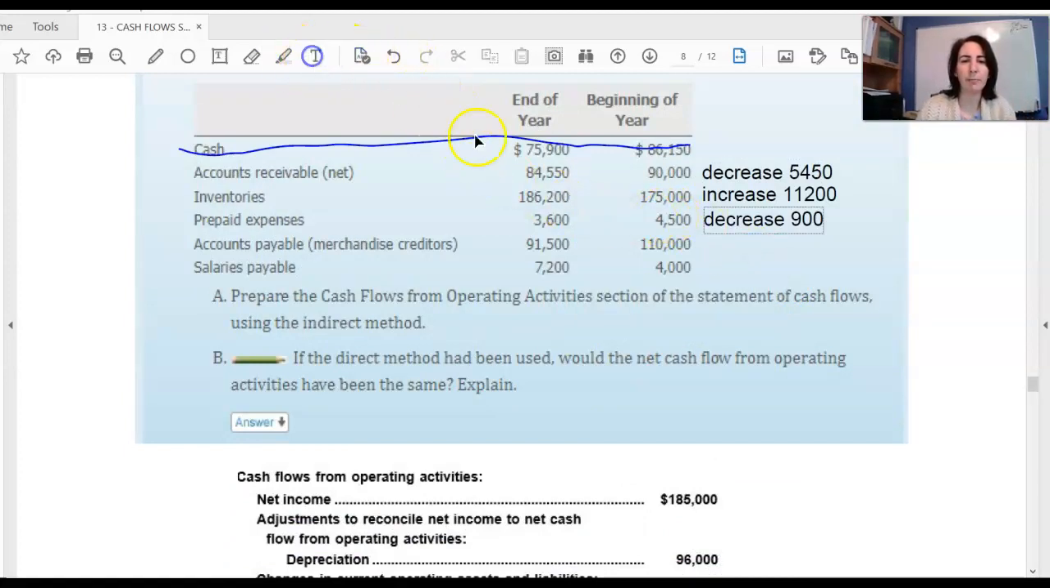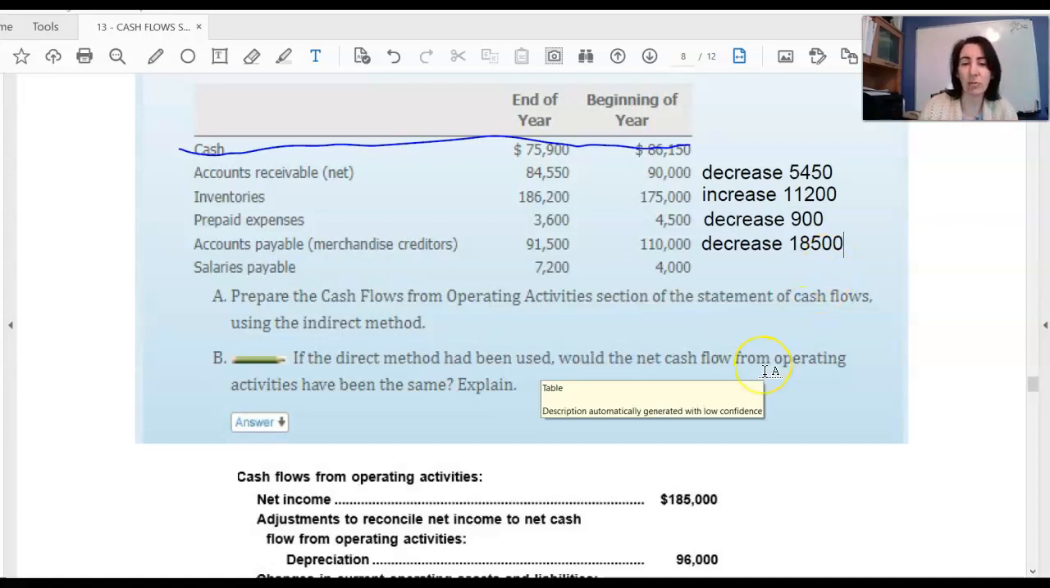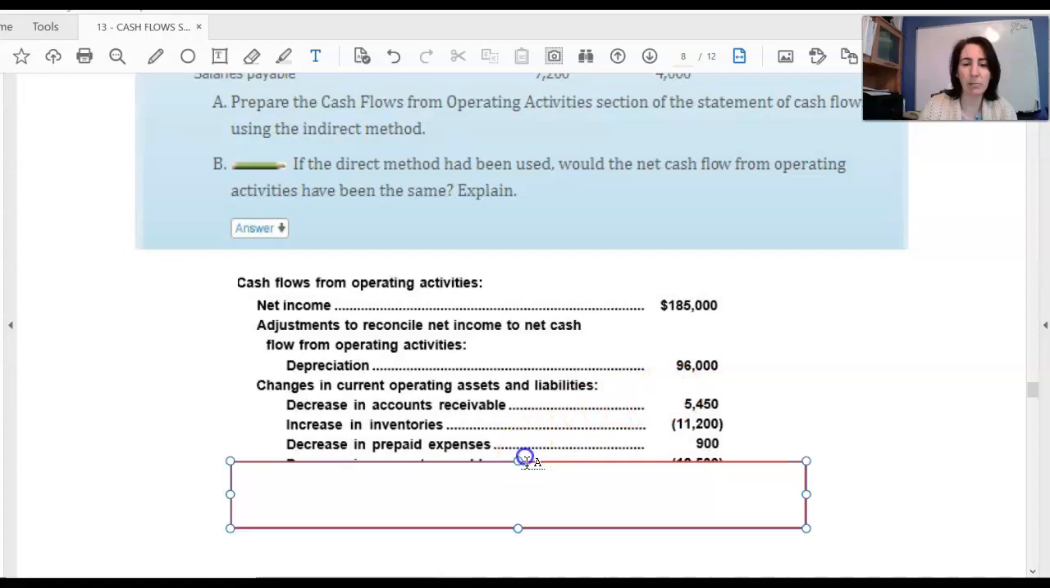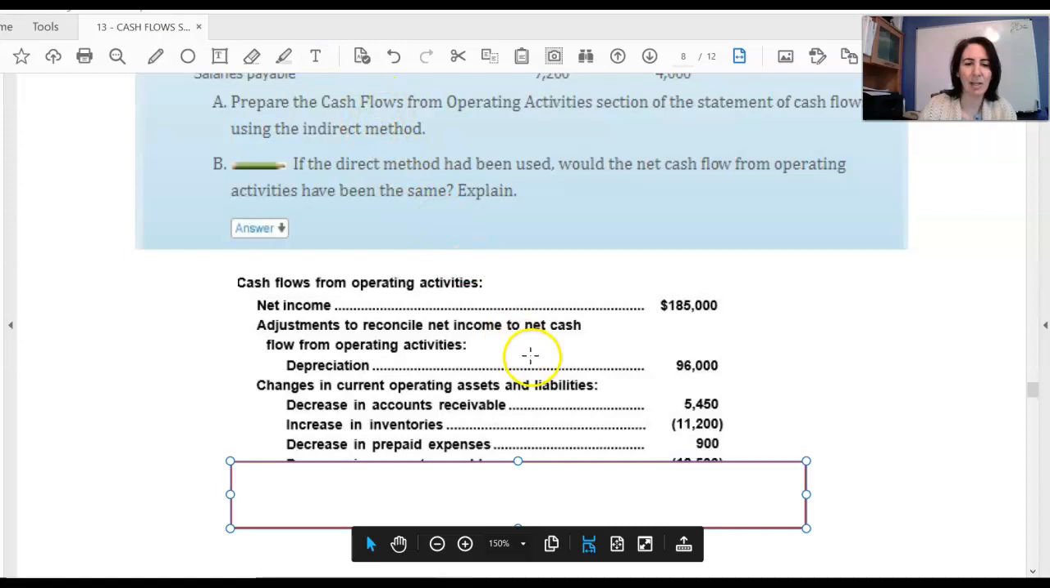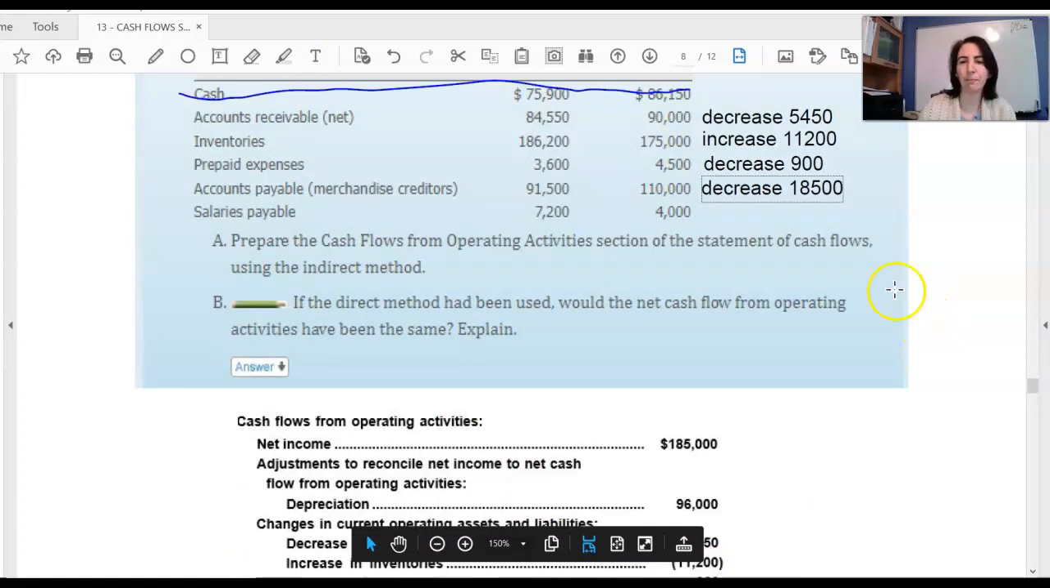All right, accounts payable. Accounts payable went from 110 at the beginning of the year down to 91.5. How does your accounts payable decrease? It is a decrease of 18,500. Accounts payable are your bills. The only way your bills go down is if you pay them. So that would be a decrease to your cash. A decrease of 18,500 in accounts payable, meaning it went down, would also be a decrease to your cash. So a decrease in payables would be a decrease to your cash.